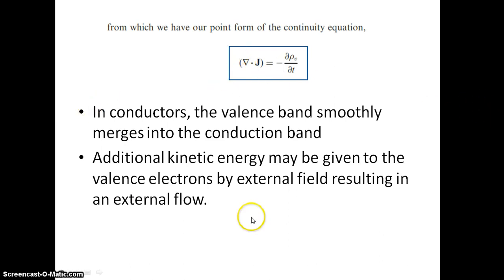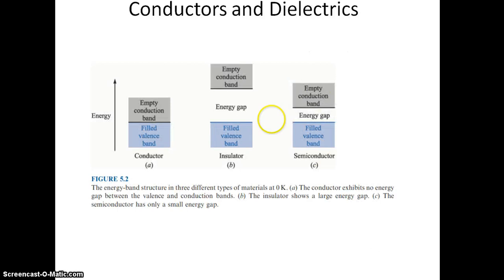Next we will discuss conductors and insulators. In conductors, the valence band smoothly merges into the conduction band. Look at this diagram, which shows the energy band structure of the conductor, insulator and semiconductor. In the conductor, the valence band and the conduction band overlap. Whereas in the case of an insulator, there exists a large energy gap between the valence band and the conduction band.